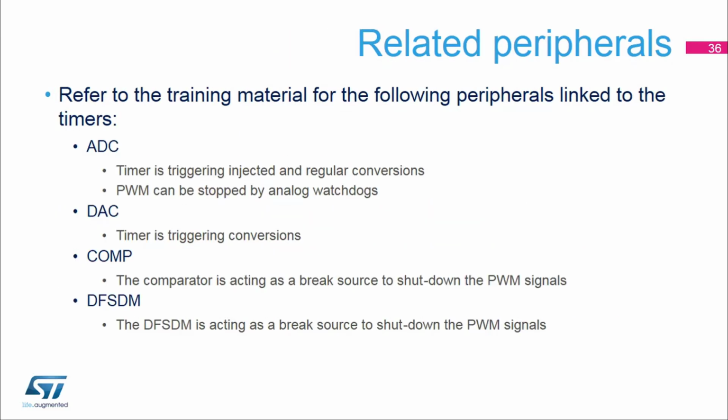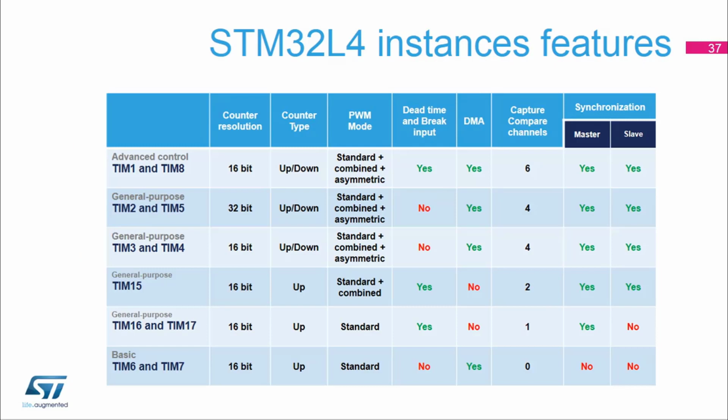The timer is linked with multiple on-chip peripherals. It serves as a trigger source for the ADC and the DAC converter. It also receives signals from the ADC's analog watchdog, the comparator, or the DFSDM filter that can be used to shut down PWM signals. This slide lists the timer instances present in the STM32L4.